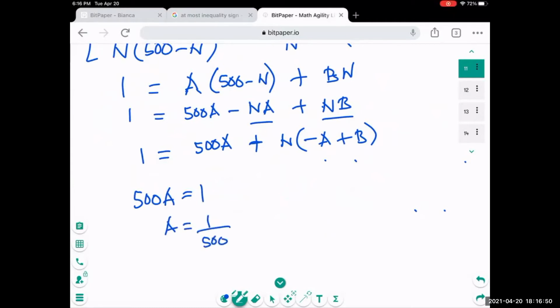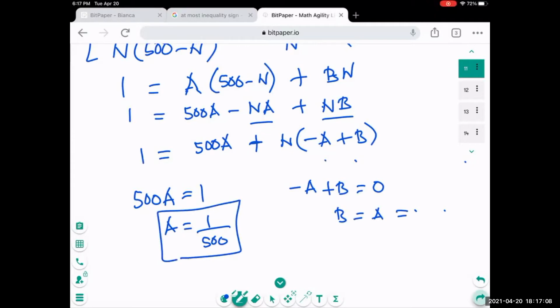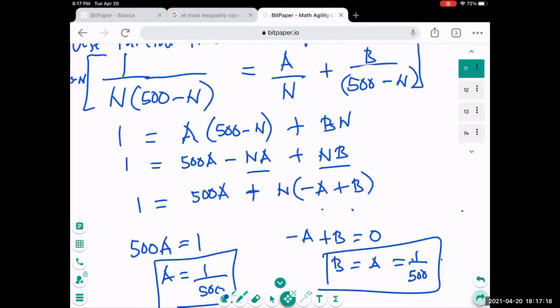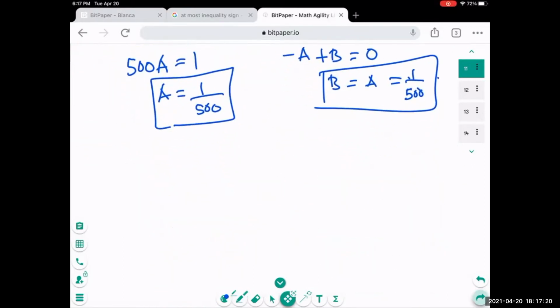And then since there's no n on the left-hand side of the equation, negative A plus B would be equal to 0, right? So we can say B is equal to A. And since we know A here, B is also equal to 1 over 500. So let's go back to our partial decomposition. Here, we know that both of them have a constant of 1 over 500, right?